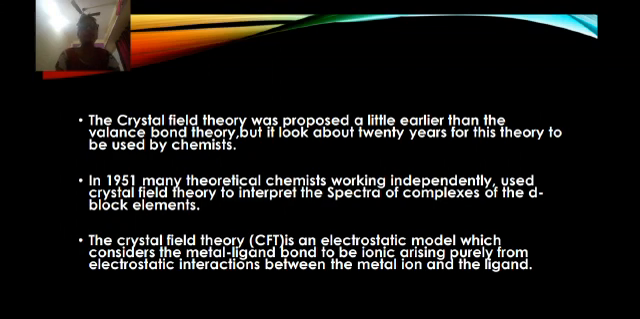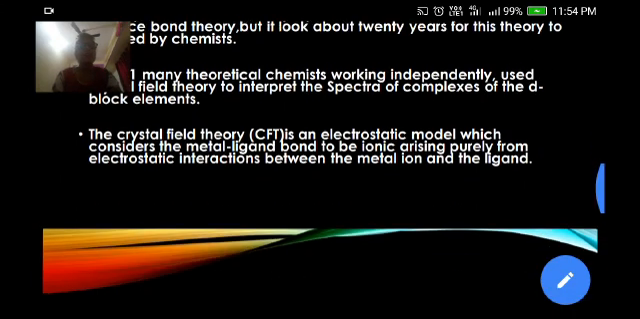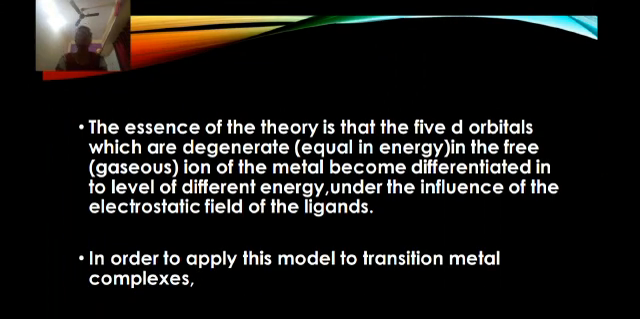elements. The crystal field theory (CFT) is an electrostatic model which considers the metal ligand bond to be ionic, arising purely from electrostatic interaction between the metal ion and the ligands. The essence of the theory is that the 5 d orbitals, which are degenerate, equal in energy in the free gaseous ion of the metal, differentiate into levels of different energy under the influence of the electrostatic field of the ligands. In order to apply this model to transition metal complexes.